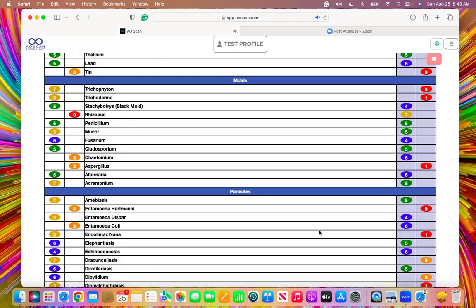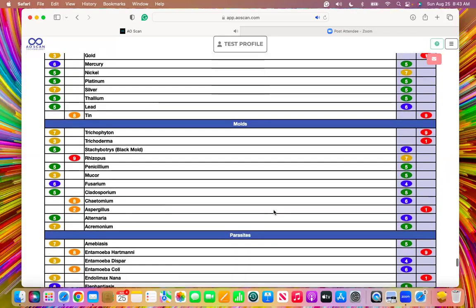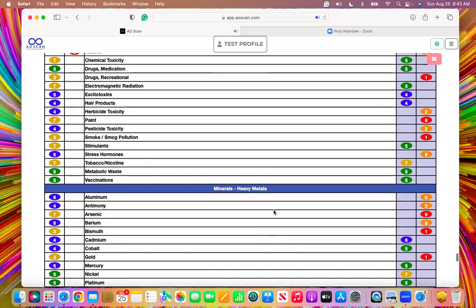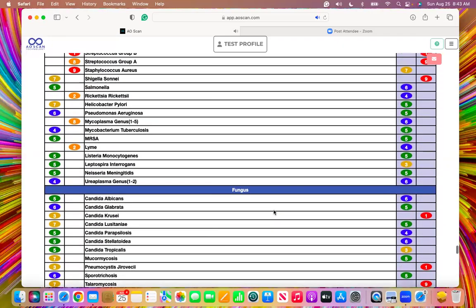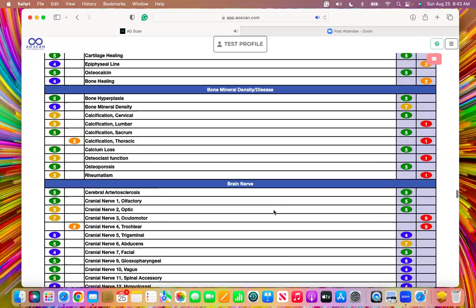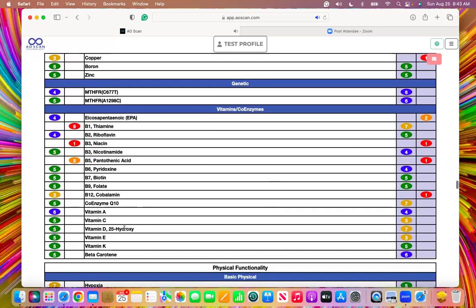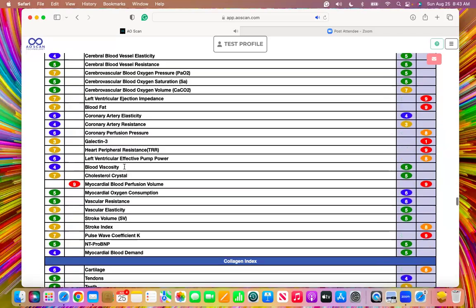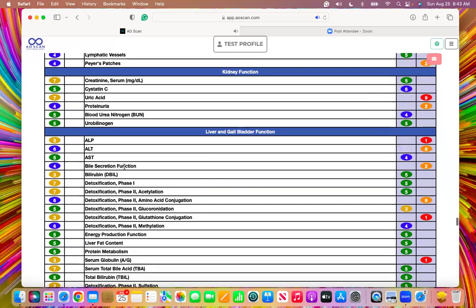So let's go down to what are some of the supplements. Like we want to look for, let me find it up here. We need calcium and magnesium because they're going to bind to oxalates. So I need to go back up to vitamin D right here. We want to make sure that we have enough of that. And then we want to make sure we've got enough calcium and magnesium. I think magnesium's in the minerals or heavy metals.